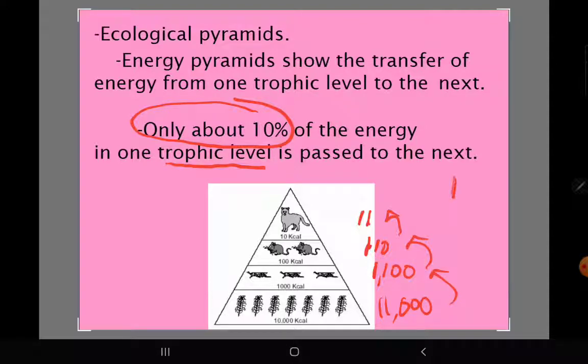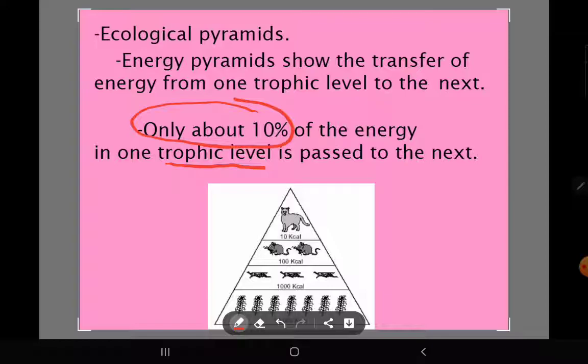So for example, 10% of 100 is 10 because you lose a 0. Make sense? Anyway, so only 10% of energy is actually transferred between trophic levels. It is not a perfect transfer. There's always waste.